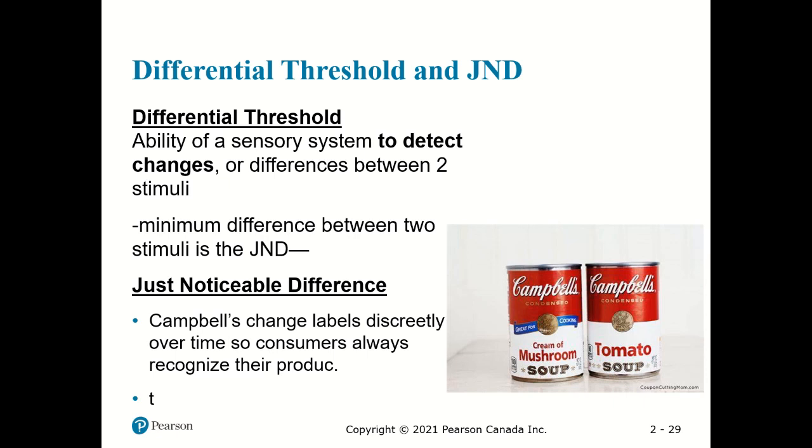Sometimes we recognize changes. I just remember one thing, that in the newspaper we used to recognize some of the faces. In the comic or maybe in the newspaper, in the big picture at the corner of some paper, there are two pictures, and we need to identify the differences between these two animals, or the differences or similarities we need to write. So this is also one of our sensory abilities, looking with our eyes to detect whether some change has happened or not. The minimum difference between two stimuli is the just noticeable difference, a very small noticeable difference, right? Campbell's is one of the companies that changes its label discreetly over time, so that consumers always recognize their product.